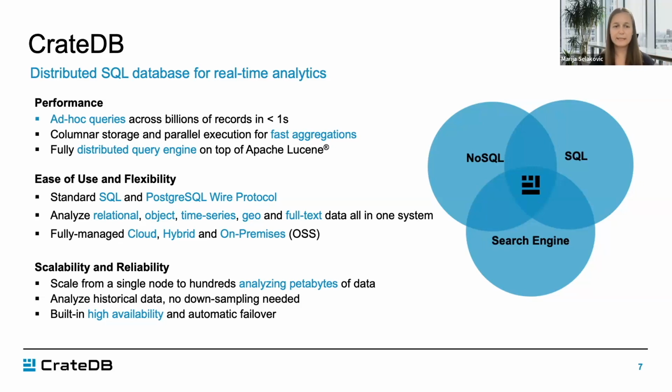Currently, it's available as on-premise, but you can also have hybrid and cloud deployment, which we will also mention at the end of this webinar. CrateDB has a shared nothing architecture, which allows you to scale it to hundreds of nodes that can analyze petabytes of data. And because it's able to handle these large data sets, you can use it for analyzing historical data too. With CrateDB, there is not really a need to do some sort of downsampling if you want to do advanced analysis on a lot of data. And finally, it's important to mention that CrateDB has built-in high availability and automatic failover features.